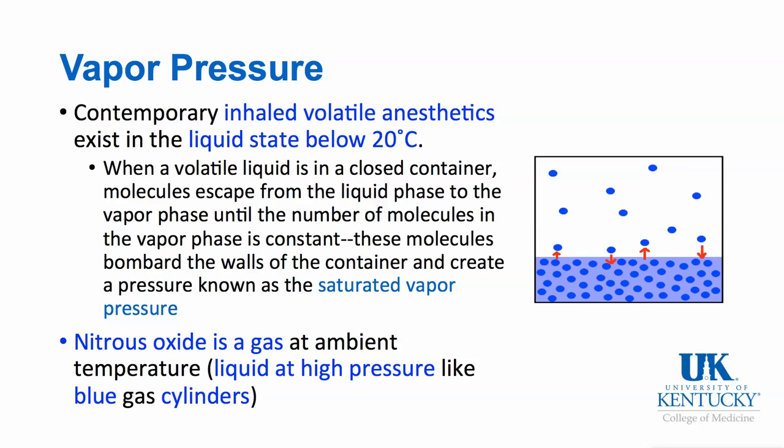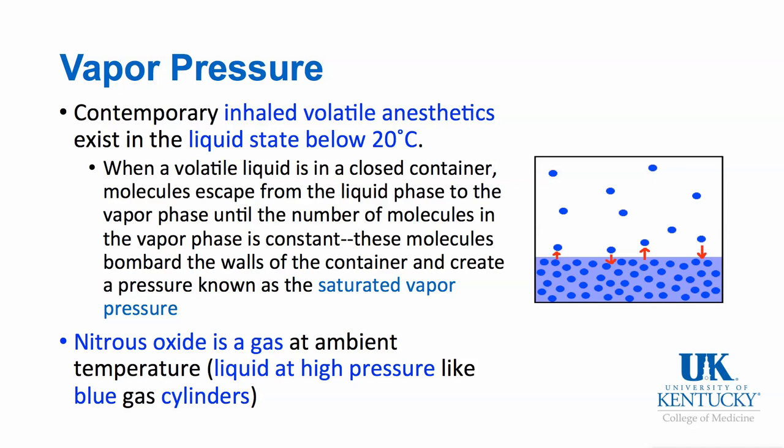The concept of vapor pressure is important, and our volatile anesthetics are supplied as a liquid, and in the temperature that they're usually at, they are in that liquid state. And when the volatile liquid is poured into the vaporizer, some of those liquid molecules will go up into the vapor phase and bombard the walls of the container and create a pressure known as the saturated vapor pressure. Each inhaled anesthetic has its vapor pressure, with sevoflurane being approximately 160 millimeters of mercury, isoflurane being approximately 240 millimeters of mercury, and desflurane having the highest vapor pressure at approximately 660 millimeters of mercury.